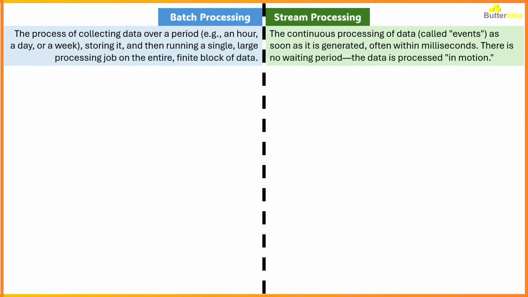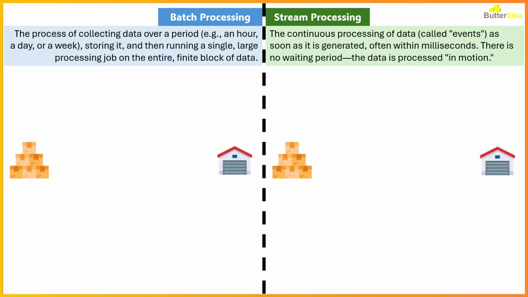Now, let's look at a real-world analogy to make these concepts easier to understand. Imagine you have a warehouse, and stocks with boxes are moving in. In batch processing, all the stock arrives at the warehouse first. You know exactly how many boxes have reached your location, and you move them all at once using a forklift.